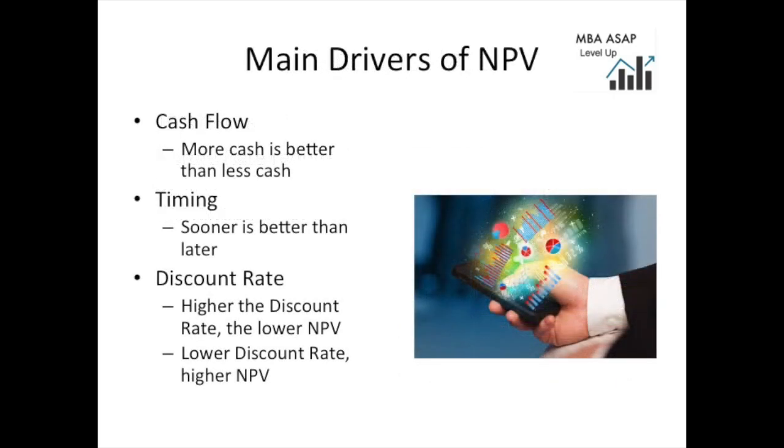So let's examine some of the main drivers in the present value calculation. First is cash flow. Obviously, more cash is better than less. The second is timing. The further the cash flow is out in the future, the deeper it gets discounted. The third driver is the discount rate. The higher the discount rate, the deeper the cash flows get discounted, and the lower the NPV. The lower the discount rate, the less discounting, and the better the project looks. Lower discount rates, higher NPV. Higher discount rates, lower NPV.